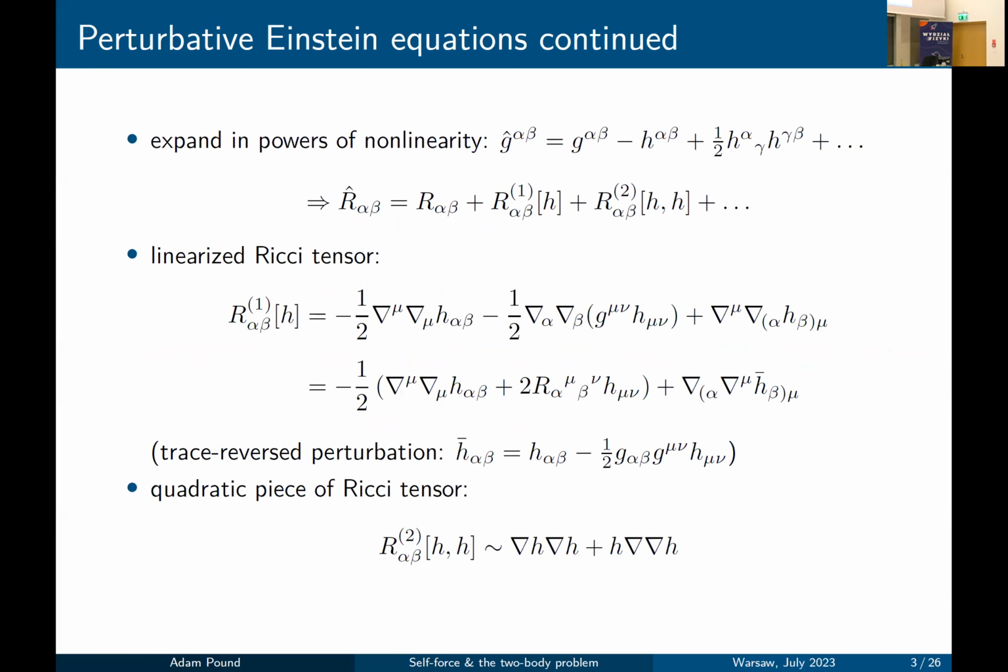Now, before expanding in powers of some small quantity epsilon, I'm going to expand in powers of nonlinearity. That capital C involved the inverse of the exact metric. If we take the inverse of the exact metric and expand it in powers of h, you get a simple formula like this, where now on the right-hand side, indices are being raised and lowered with the background metric. So always when you're raising and lowering with the background, not with the perturbed metric.